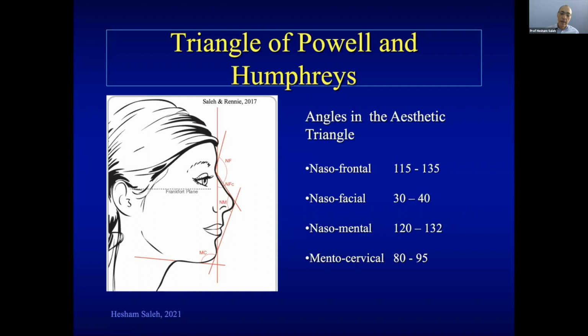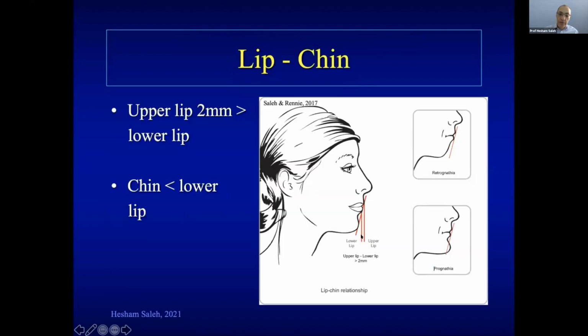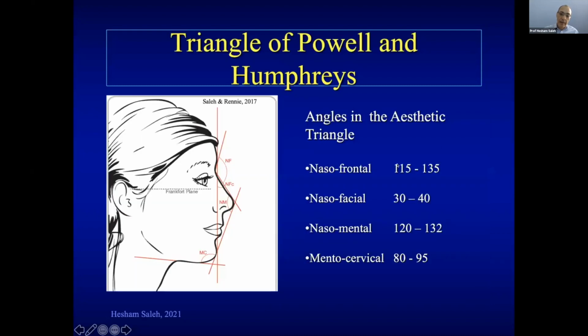It's nice to know them for research, analysis, and so on, but you're not going to use these in the clinic. But these four main angles are the ones that people ask about. Nasofrontal angle here, which is an open angle, 115 to 135. Then there's a nasofacial angle there, which is a small angle, 30 to 40. Imagine if that angle is bigger, the nose is projected too much.